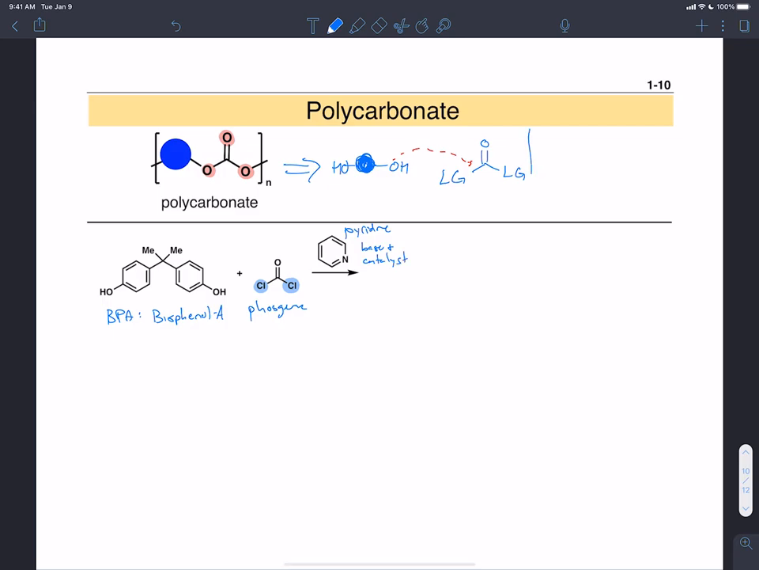So if you have phosgene on its own, pyridine is nucleophilic at nitrogen. It's actually more nucleophilic than the phenols are at the oxygens. So phenols usually aren't terribly nucleophilic unless you deprotonate them.